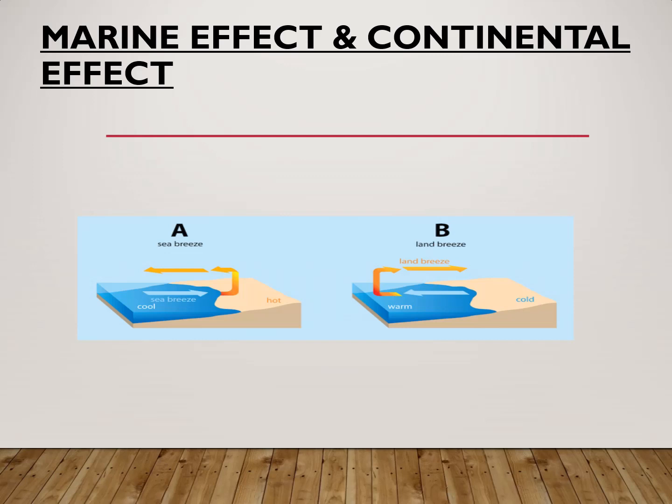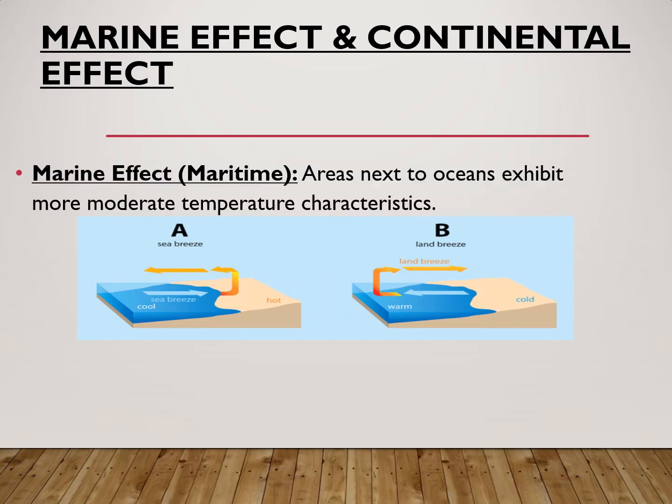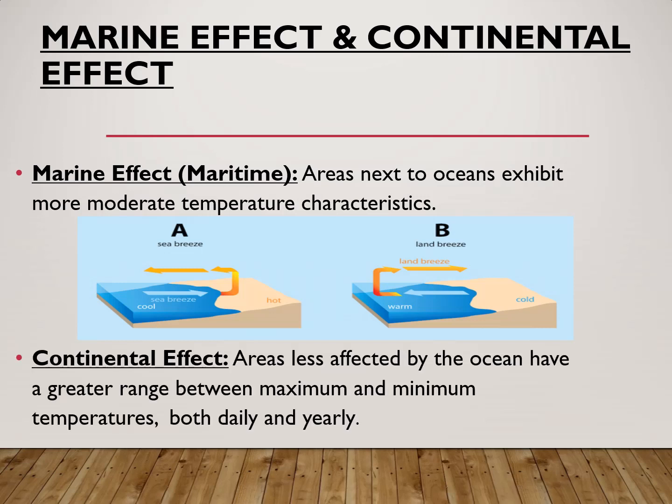Whereas during the night, land cools very fast, whereas the sea remains warm. So breezes blow from land to sea. These are land breezes, and they transfer the heat from land to the sea. As a result, areas next to seas and oceans show more moderate temperature characteristics throughout the year. Temperatures are never very high nor very low.